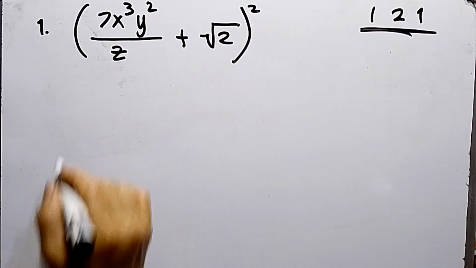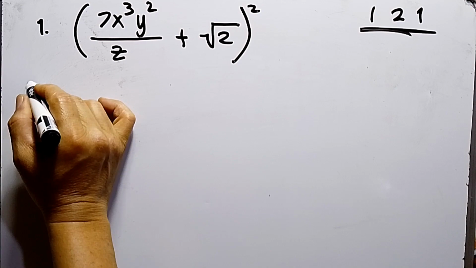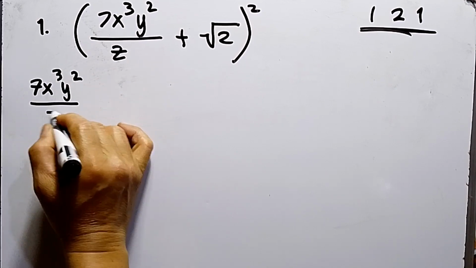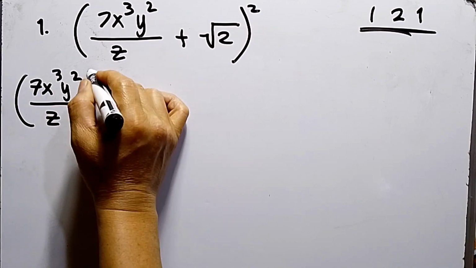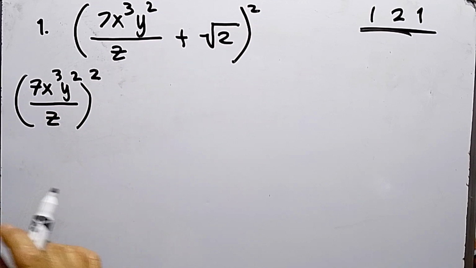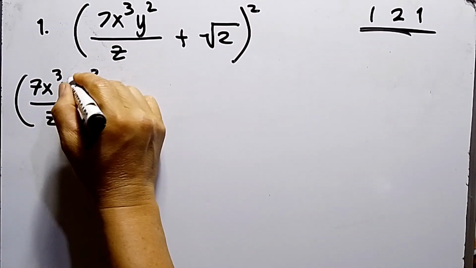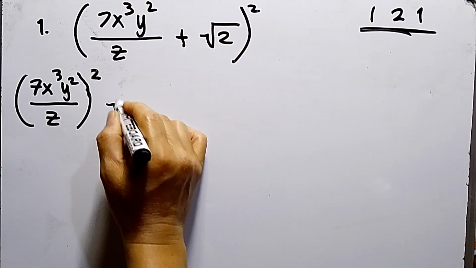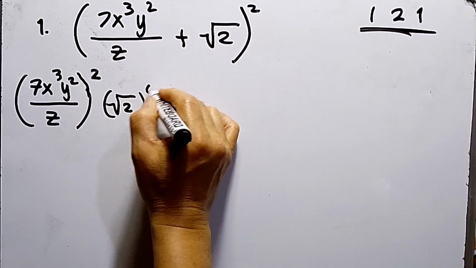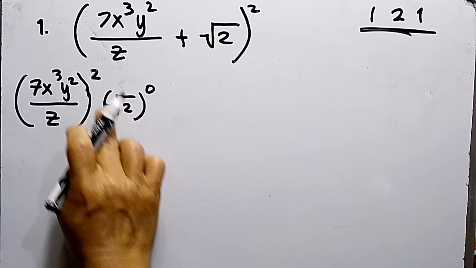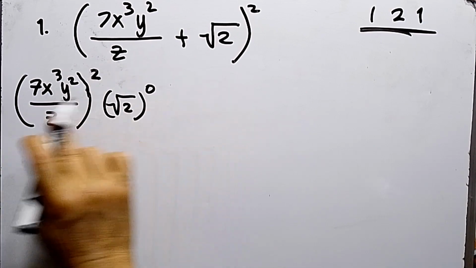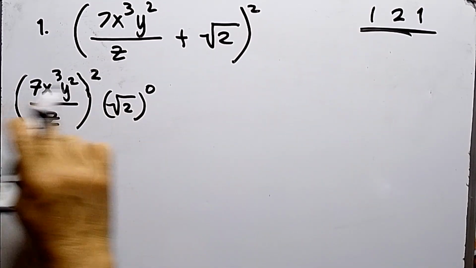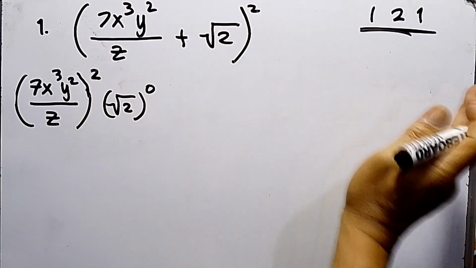First term, second term. The first term will be decreasing, so it should be 7 x cubed y squared over z, to the power of 2. And then the second term, square root of 2, raised to 0. So take note, the second term will be increasing, the first term will be decreasing. Since positive, this is 1, understood, there is 1. And then positive, positive, because all our signs are positive.